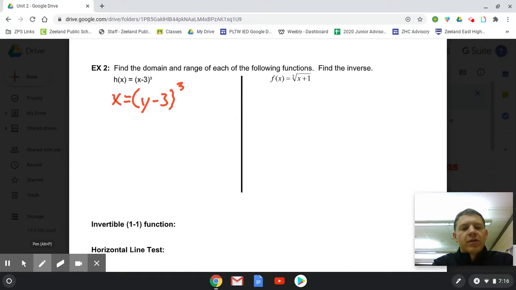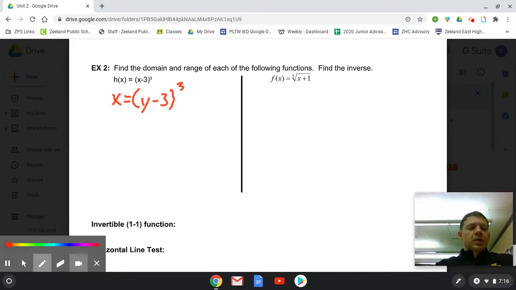So which do I need to get rid of first? Can't get rid of the negative 3 because it's stuck inside of those parentheses. That cube is applied to it. The cube's keeping us from getting rid of that first. So I have to get rid of the cubed. So what undoes a cube? That would be a cube root. So I have to cube root both sides.